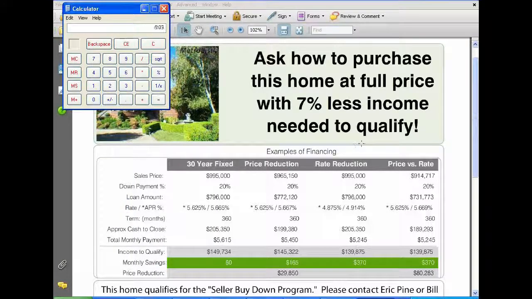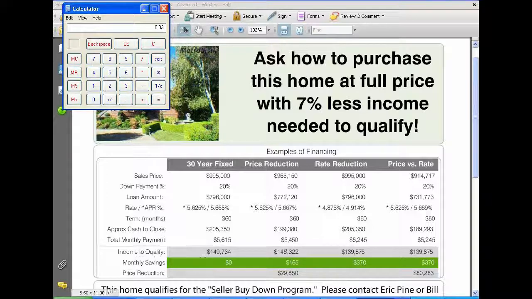If we reduce the price by 3%, that means we would have sold the house for $965,150. The down payment still required is 20%. The rate remains the same here at 5.65, 5.625, and the approximate cash to close would be about $205,000 versus this $199,000. The monthly payment would be $56.15 versus $54.50.